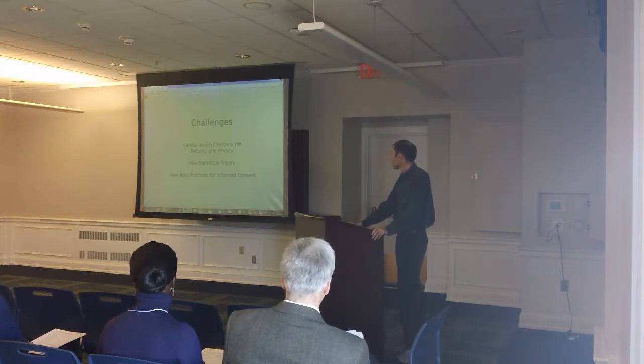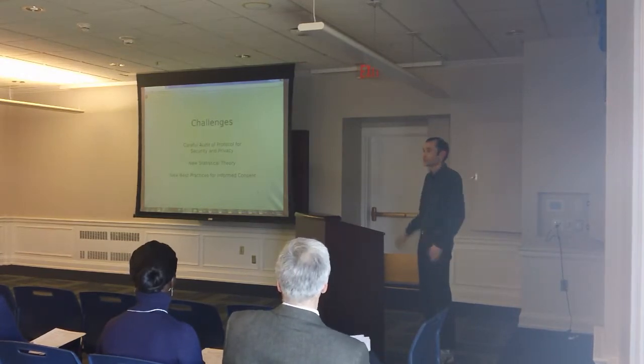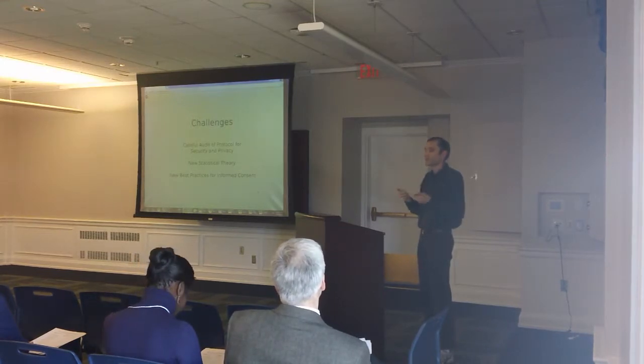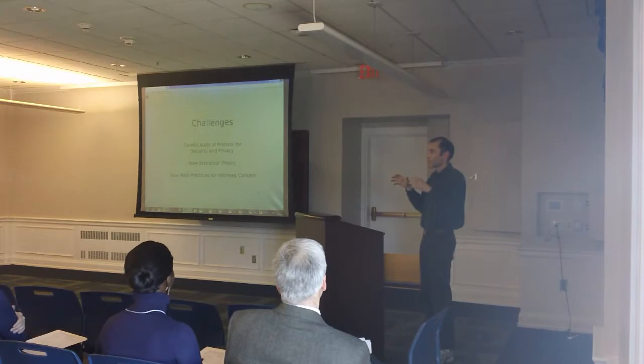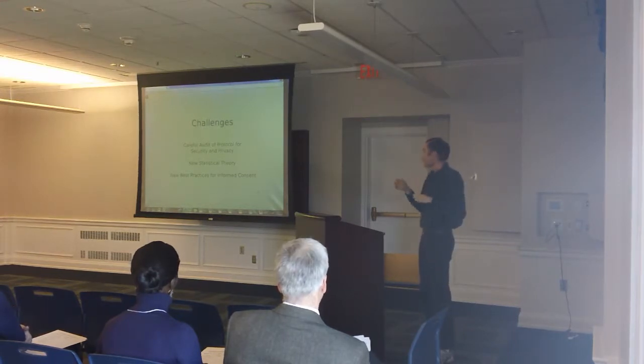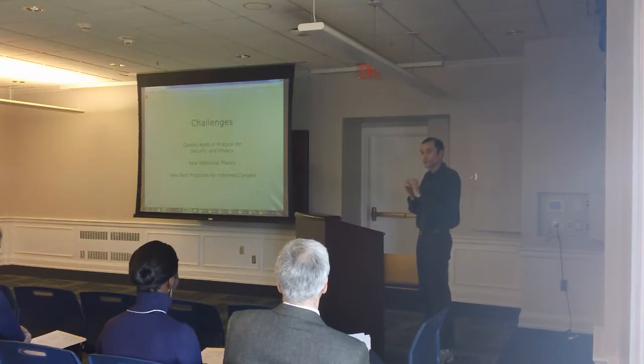So the challenge, what we're working on now, is we need to carefully audit the protocol for security and privacy. It doesn't do any good if we promise privacy, but somehow there are data leaks. We need new statistical theory because this distributed likelihood estimation is a little bit different from maximum likelihood. One of my colleagues is working on that, trying to understand when we know we have enough data, because we can always keep getting more data, and there's always some variation that's changing. So we're working on that, and we probably need to develop new best practices for informed consent as well.